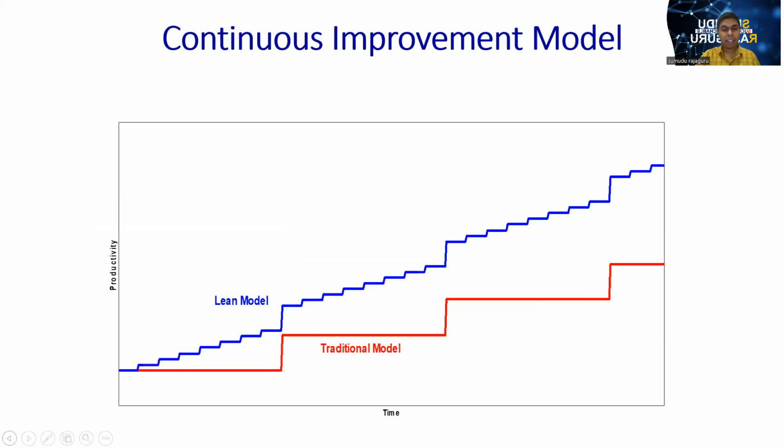Then this is the traditional model. You can see that red color thing. Traditionally, we sustain for a long time period, then we do a little bit of large scale improvement, then again we sustain for a long time. But in the lean model, the continuous improvement model, we do quick changes, small changes. By doing small changes, step by step, we go to the higher level.